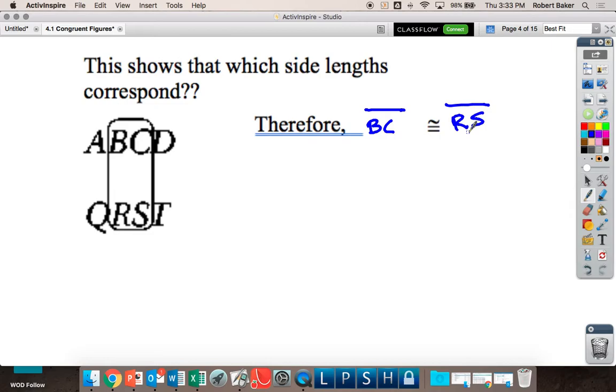Angles. That means A, angles. Okay, line AB and QR, the first two line segments. Line segment AB is congruent to line segment QR. Line segment CD is congruent to line segment SC.